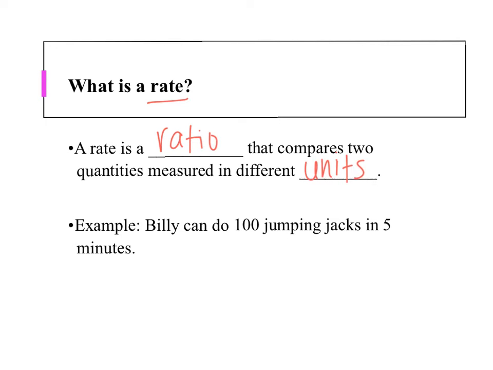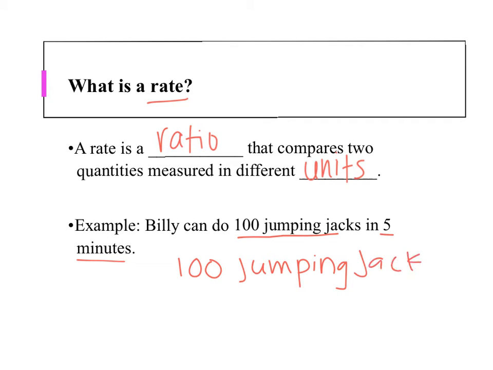So something like this example here, Billy can do 100 jumping jacks in 5 minutes. So you're talking about jumping jacks and minutes. Those are two different units. So we can actually write this as a rate, just like we were writing ratios. Remember, we learned about those 3 different ways. But we're typically going to write them as a fraction. So 100 jumping jacks in 5 minutes.